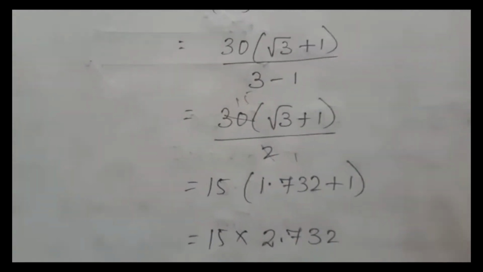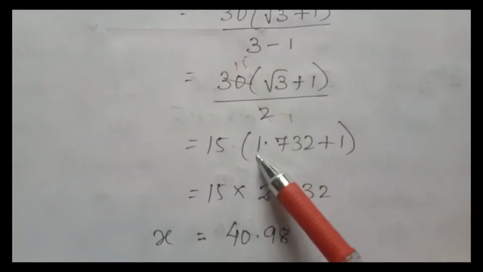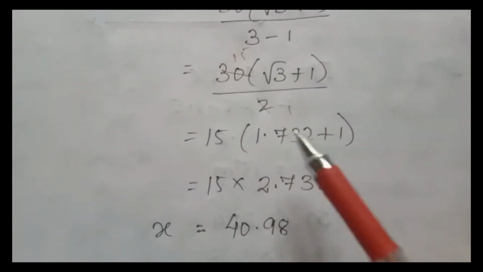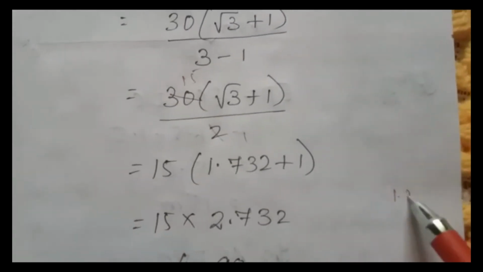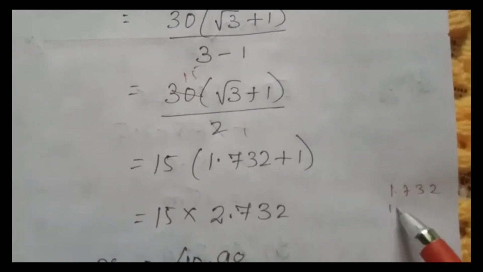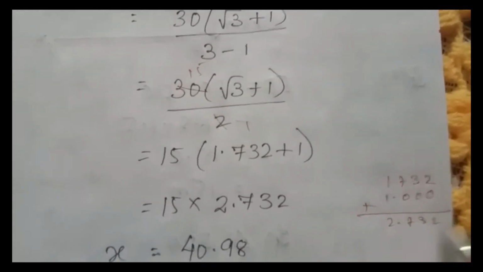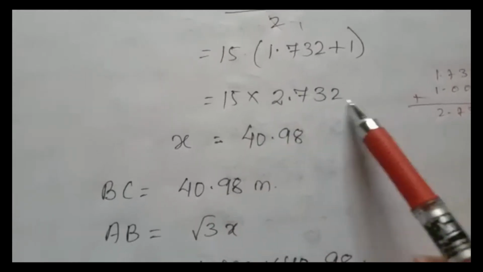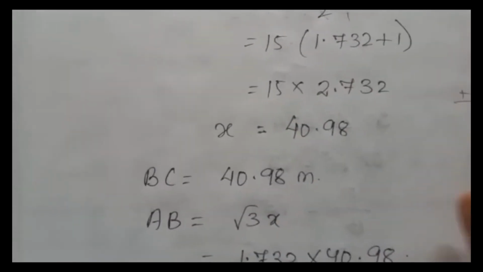Now in the question it is given root 3 is 1.732. Now put the value 1.732 plus 1. So on addition it will be 2.732. 1.732 plus 1. Add your 0. Then add, you'll get 2.732. So on multiplication you'll get 40.98. We got the value of x.